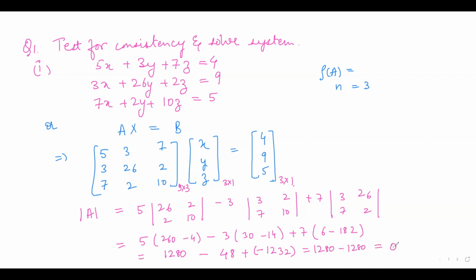So this is coming out to be 0. So because the determinant value is 0, the rank of A is not equal to 3. Okay, so it would be less than 3. So that is, the rank of A is equal to 2.